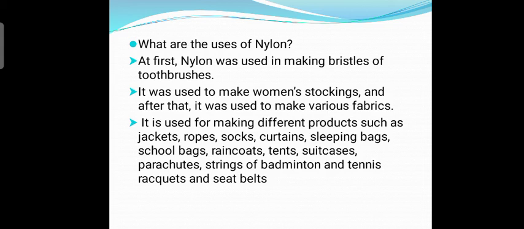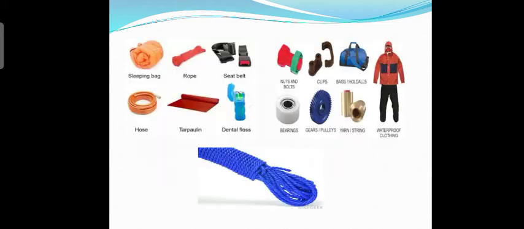It was used to make women's stockings, and after that it was used to make various fabrics also. It is also used for making different products such as jackets, ropes, socks, curtains, sleeping bags, school bags, raincoats, tents, suitcases, parachutes, strings of badminton and tennis rackets, and seat belts. Oh my god, a lot of uses are there with this fiber. In this picture you can see the objects or the things which are made from nylon.